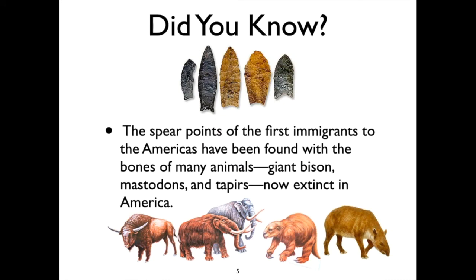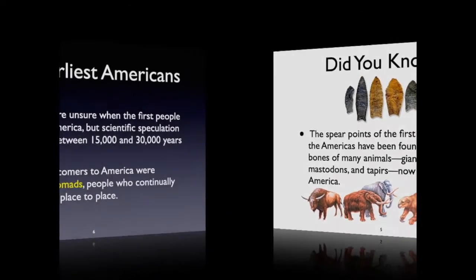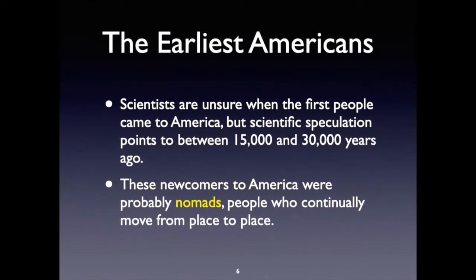Did you know the spear points of the first immigrants to the Americas have been found with the bones of many animals, giant bison, mastodons, and tapirs, now extinct in America? The earliest Americans. Scientists are unsure when the first people came to America, but scientific speculation points to between 15,000 and 30,000 years ago. These newcomers to America were probably nomads, people who continually moved from place to place.